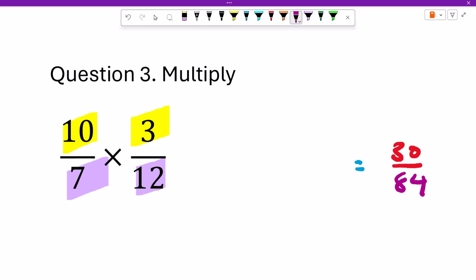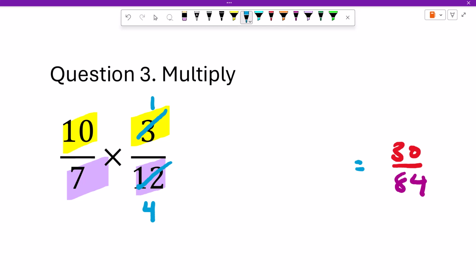3 and 12. 3 and 12 can both be divided by what number? 3. So we cross them off, just like that. Then we divide each one by 3. So 3 fits into 3 once, and 3 fits into 12 4 times. Is there any other?